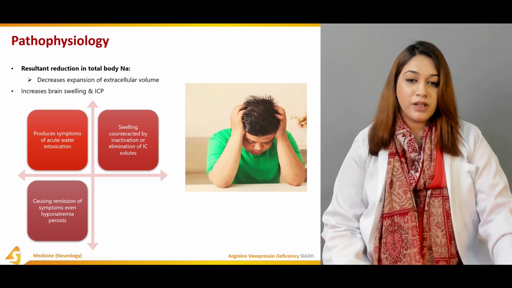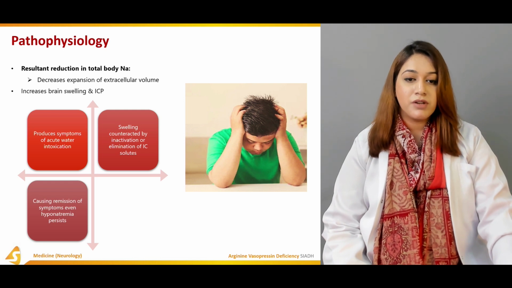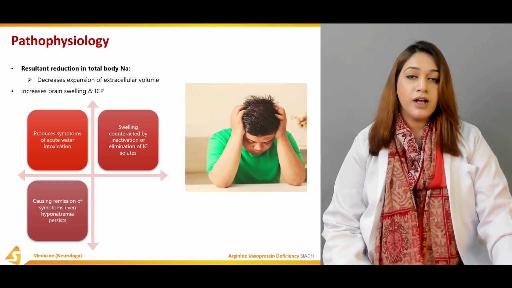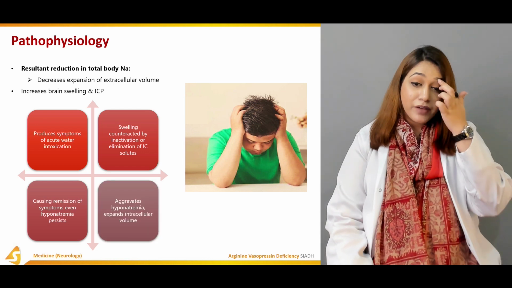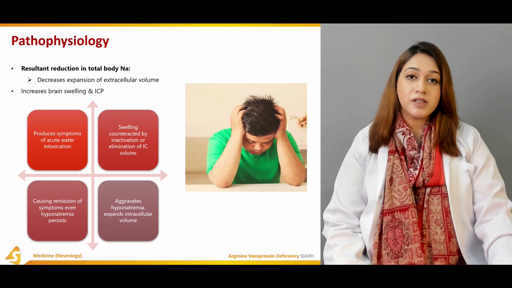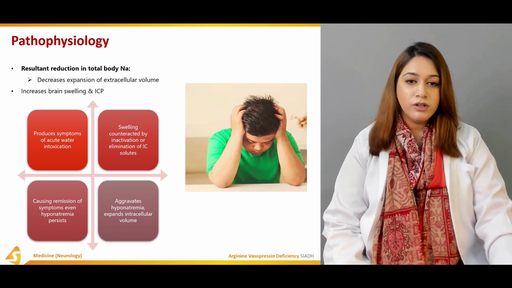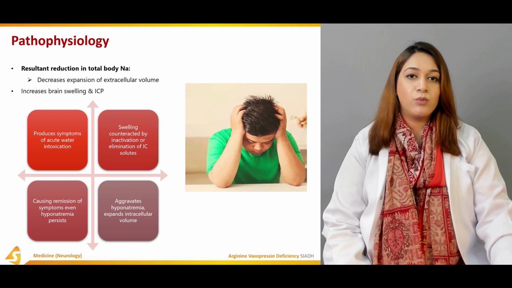This elimination of intracellular solutes will cause a remission of symptoms even if hyponatremia persists. It will aggravate the hyponatremia and expand intracellular volume further, making the condition even worse.